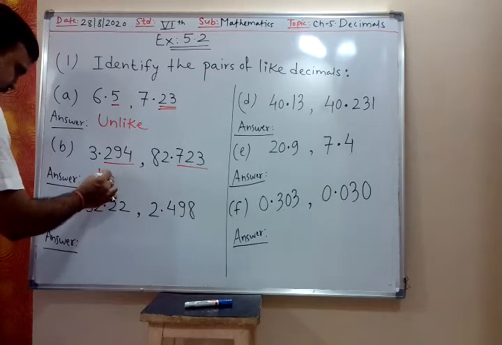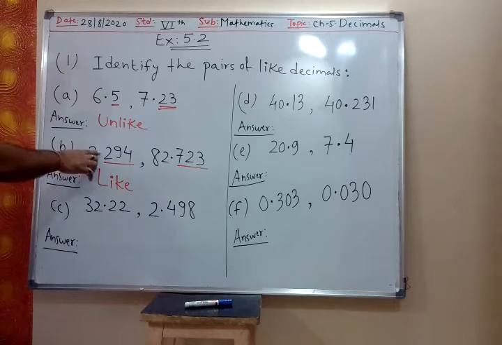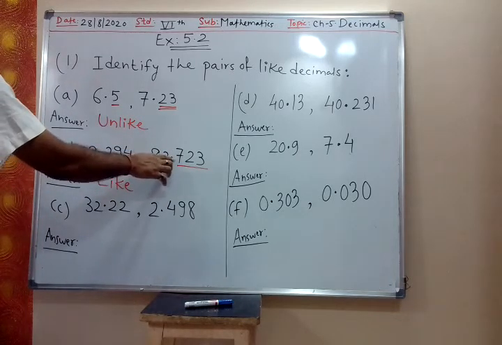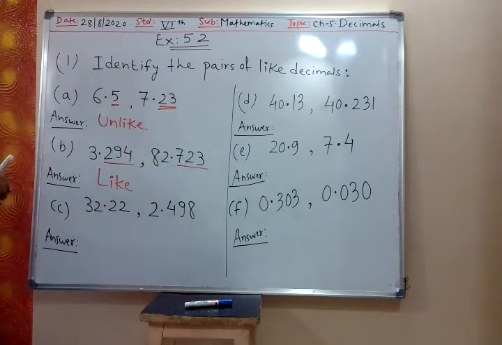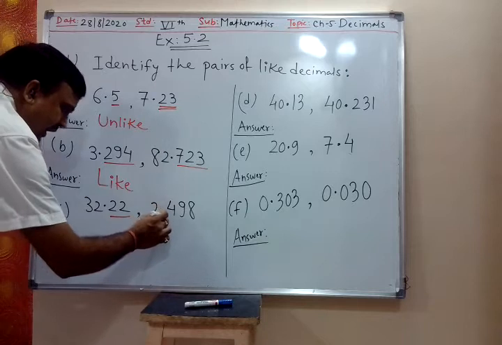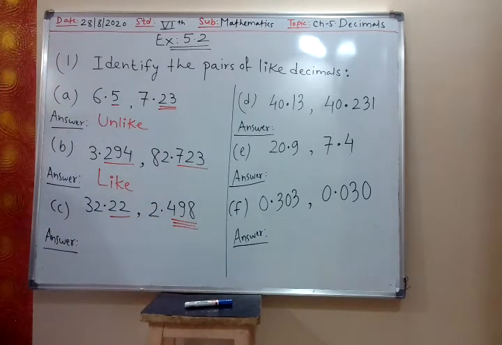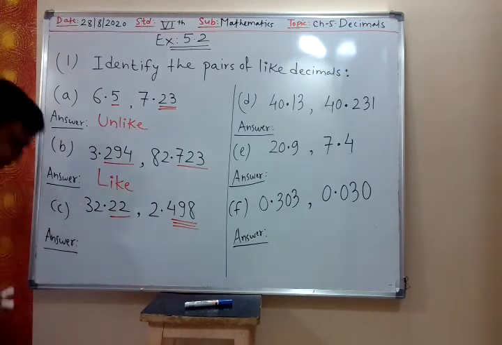After point, after decimal, the number of digits should be same. So after point, there are three digits, 1, 2, 3 in both. So they are like decimals. Now next is 32.22. After point, there are two digits. After point, there are three digits. So they are unlike.